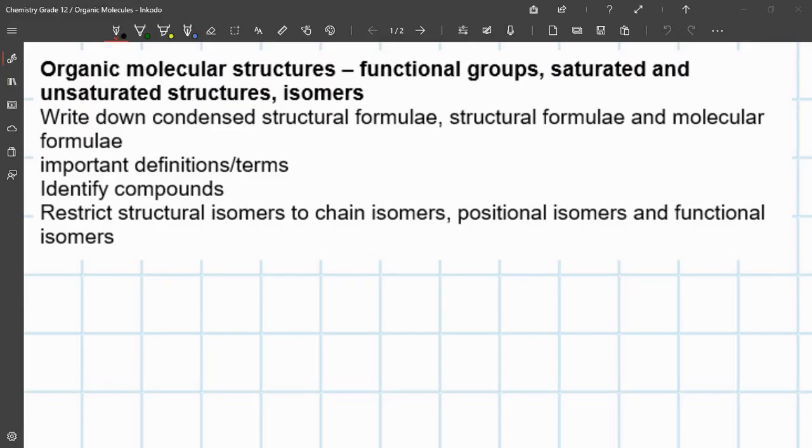Hi guys, in this video we're going to go over a bit of organic chemistry. We'll speak about condensed structural formula and molecular formula. We'll go over some important definitions and terms. We'll go over how to identify compounds, or the different types of compounds, homologous series, functional groups, and so forth. And then we'll talk a bit about isomers. So let's get into it quickly.